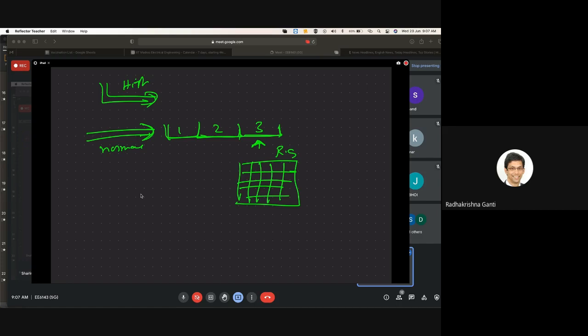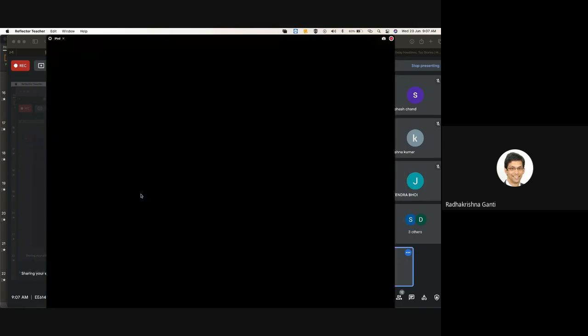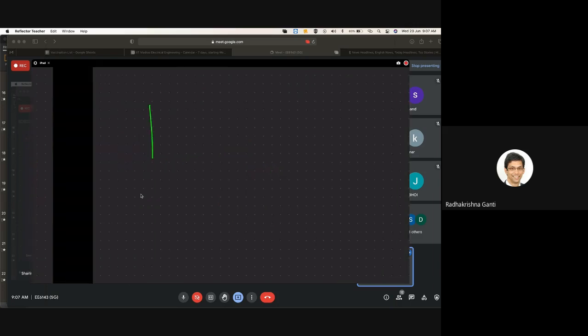See, the problem is, suppose this is your resource grid. This is the frequency, this is the time. Already a normal user has been allocated these resources. The top resources have been allocated to the normal user.